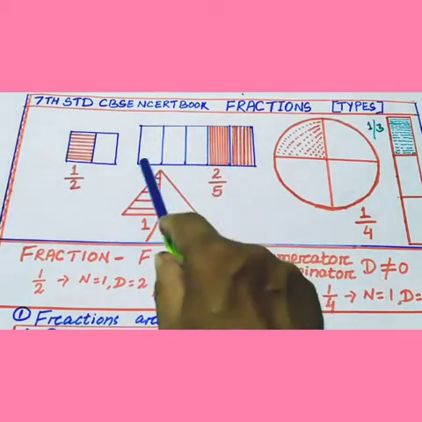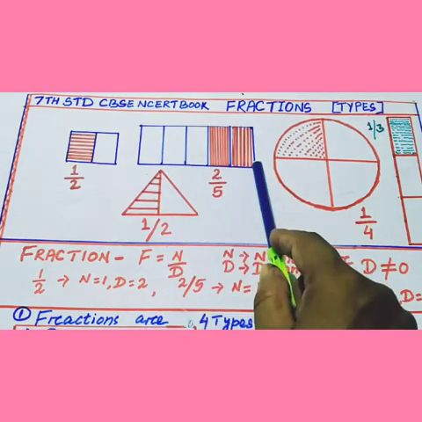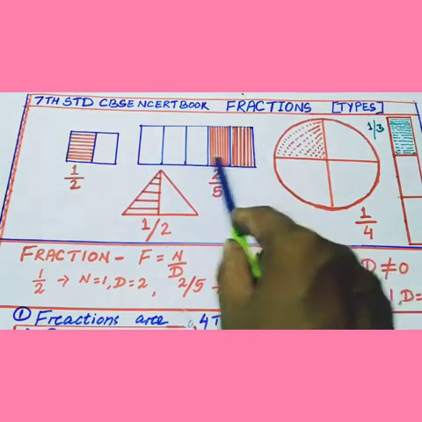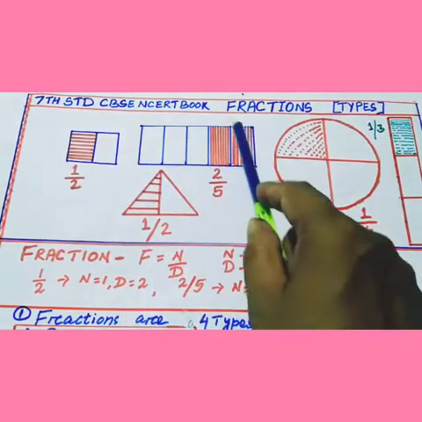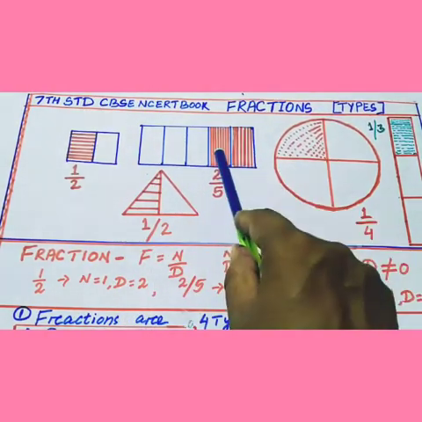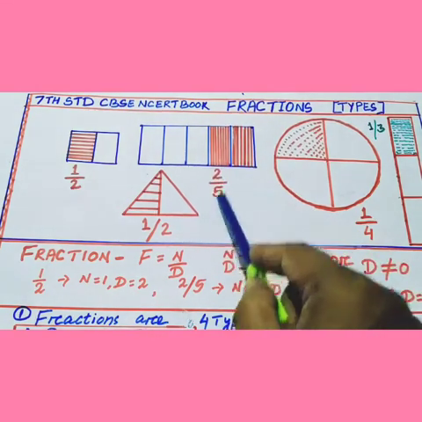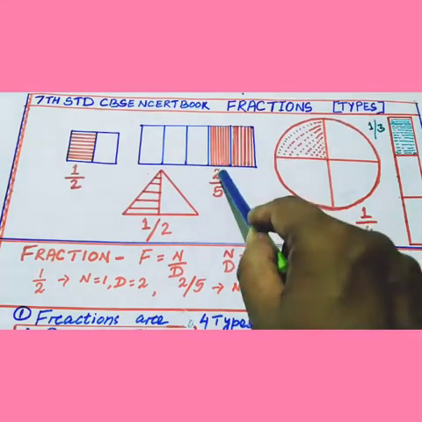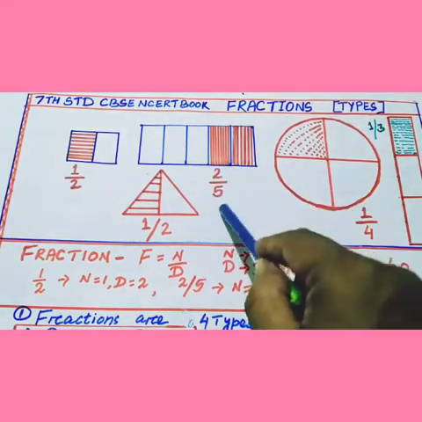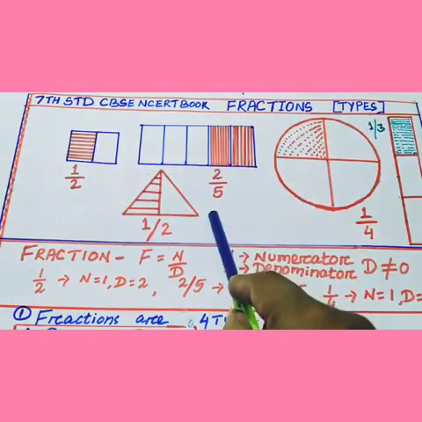Similarly, in the second figure, we will take two parts. This figure is divided into 5 equal parts. We will take two parts. So these two parts will be 2 by 5. That means 2 out of 5 equal parts. So this is 2 by 5.